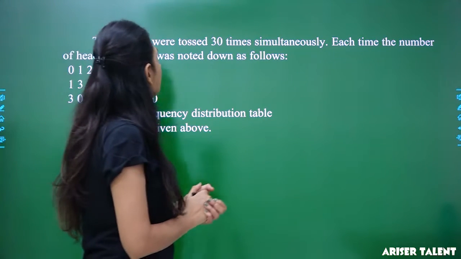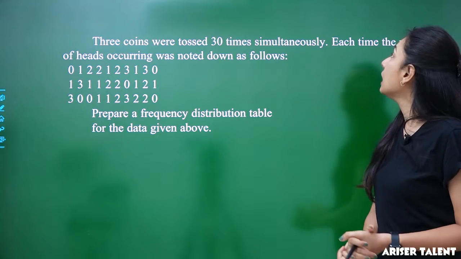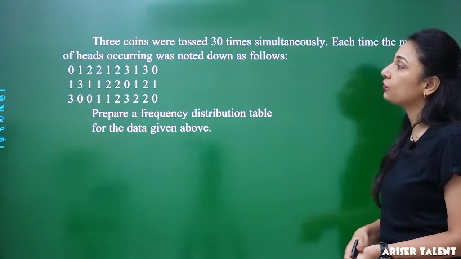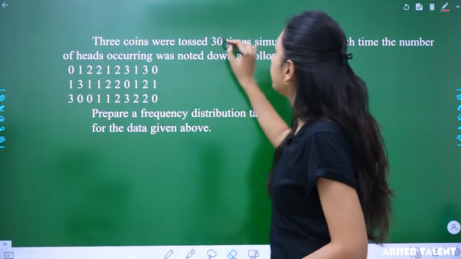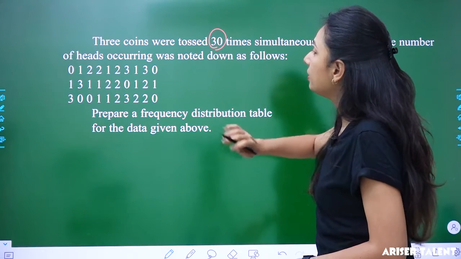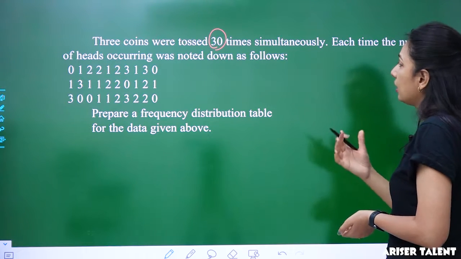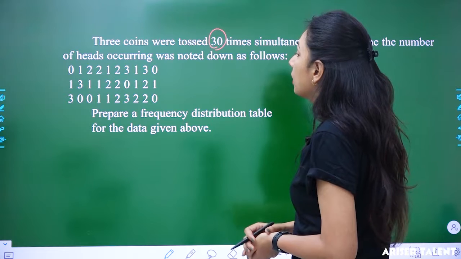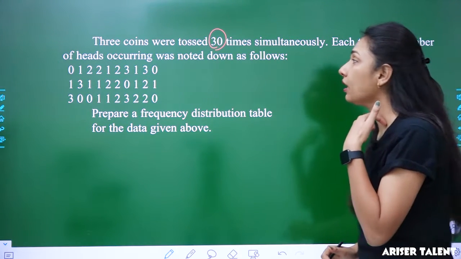Now the next question. 3 coins were tossed 30 times simultaneously. For each time the number of heads occurring was noted down as follows. So how many times was it tossed? 30 times. They were counted like that: how many times heads came, and how many times not. Now prepare a frequency distribution table for the data given above.